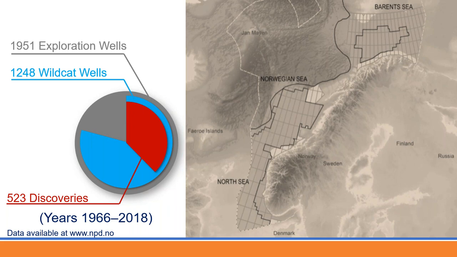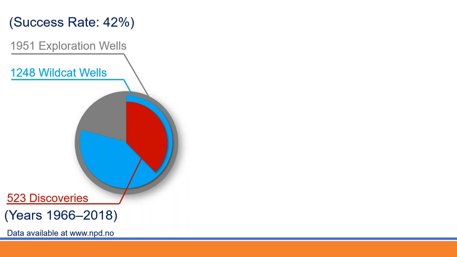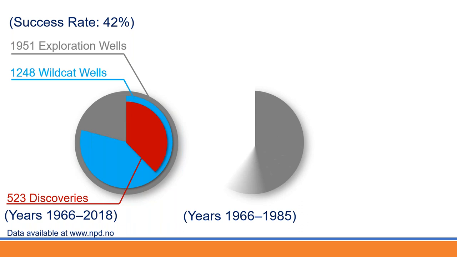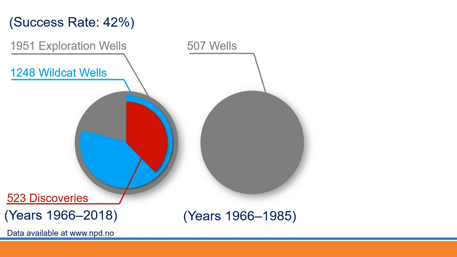But perhaps this is such a general picture. It doesn't show the specifics of exploration. We could actually slice and dice the history into shorter periods. Perhaps we could take a look at the early years of exploration in the Norwegian continental shelf. In the first 20 years, almost 500 exploration wells were drilled. Out of these 500, there were around 300 wildcat wells.